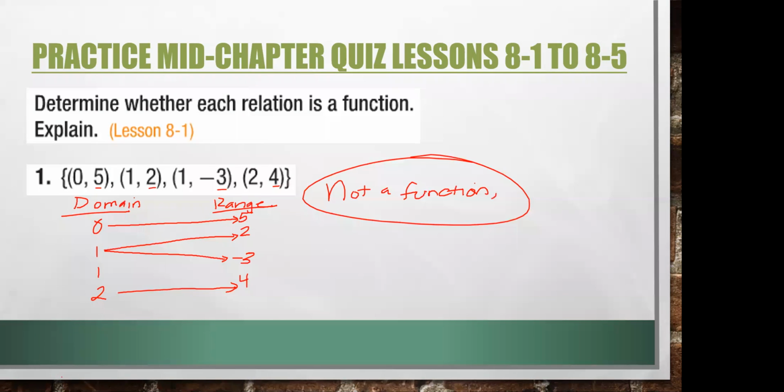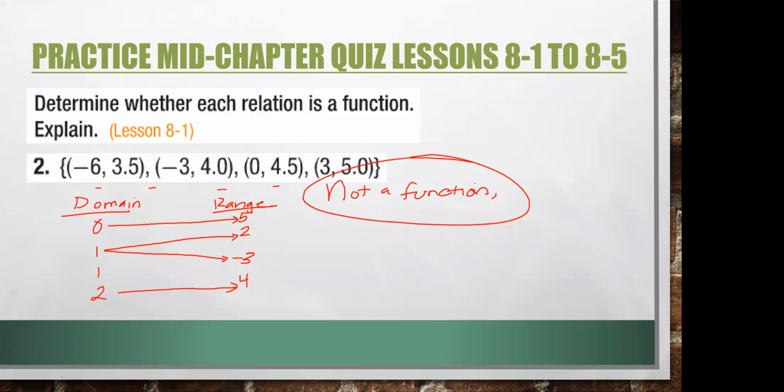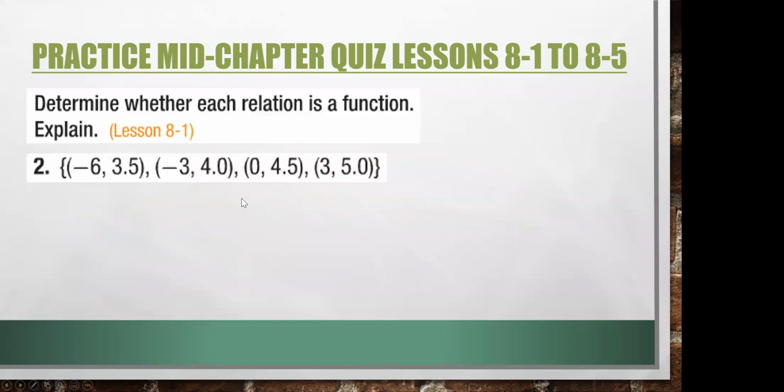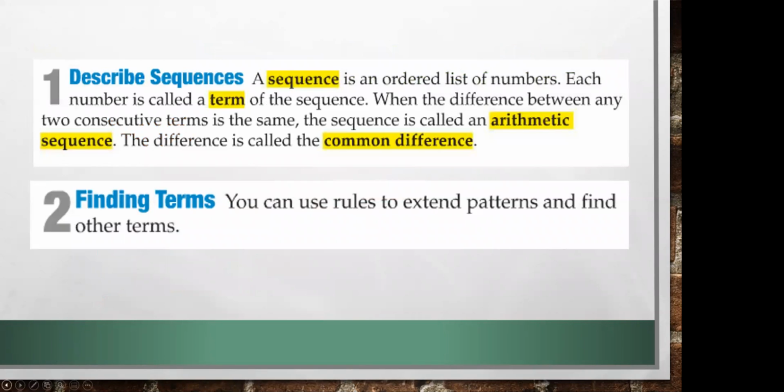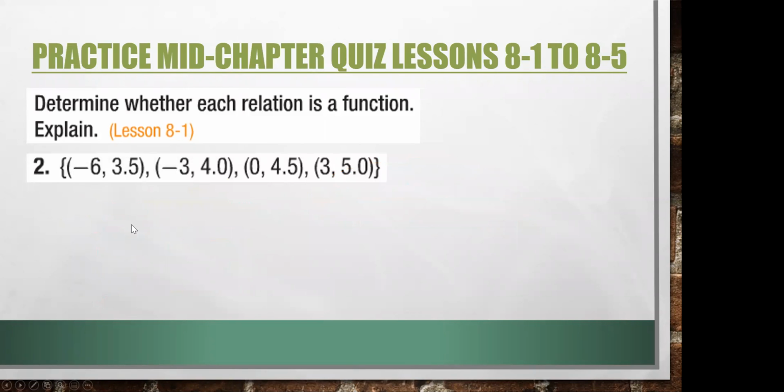All right, let's look at another one. Same question, determine whether each relation is a function. Again, I would list all my x values for the domain: -6, -3, 0, and 3.